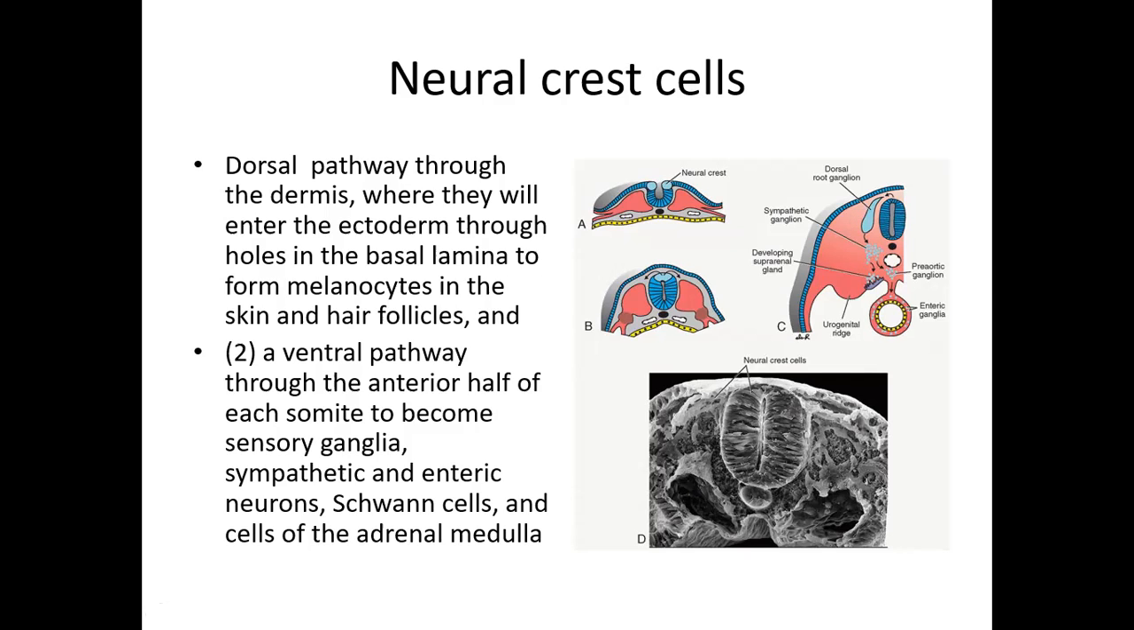So these two are also derivatives of neural crest cells. Then some of these will take a ventral pathway through the anterior half of each somite to become sensory ganglia, sympathetic ganglia, and enteric neurons, the Schwann cells, which will insulate the peripheral nerves, and cells of the adrenal medulla. So this one is the enteric ganglia, the preganglionic or other sympathetic ganglia. These are the sympathetic ganglia. You can see the dorsal root ganglia and the developing suprarenal gland, so the adrenal medulla.